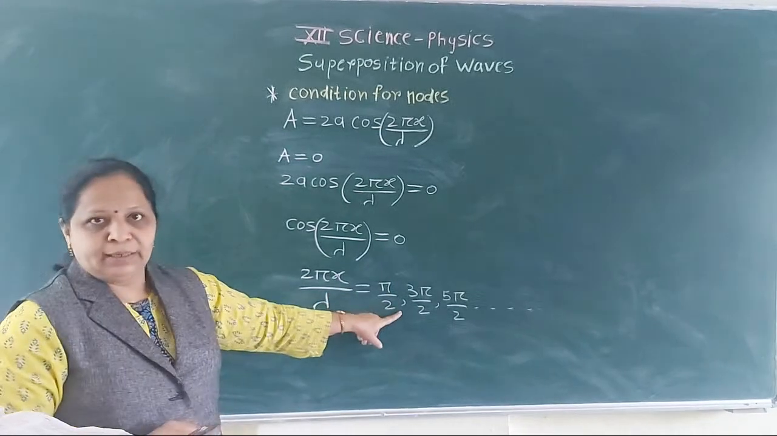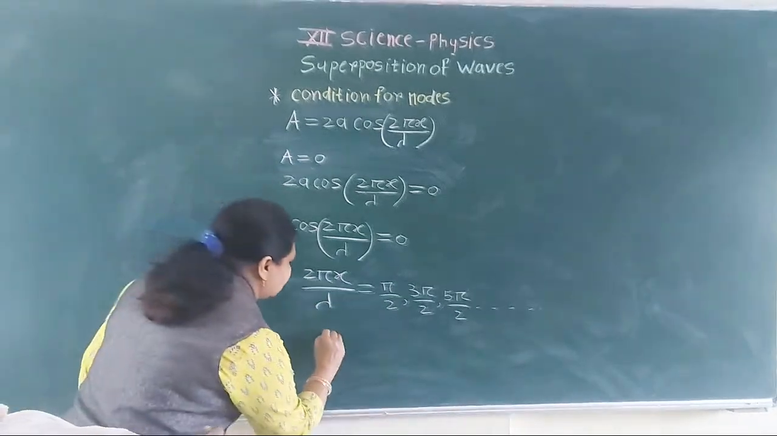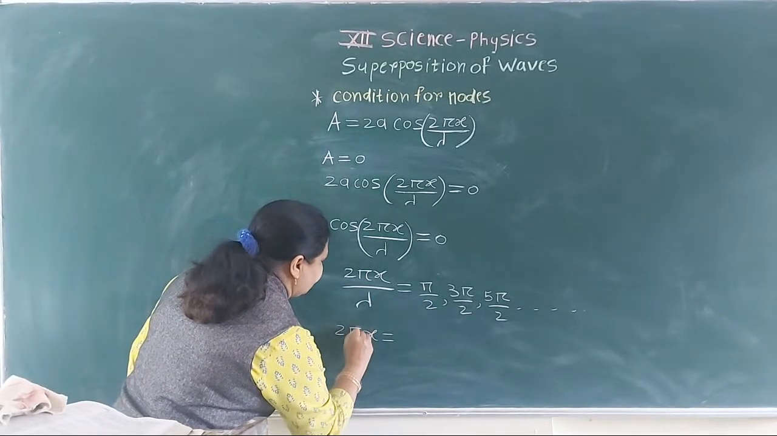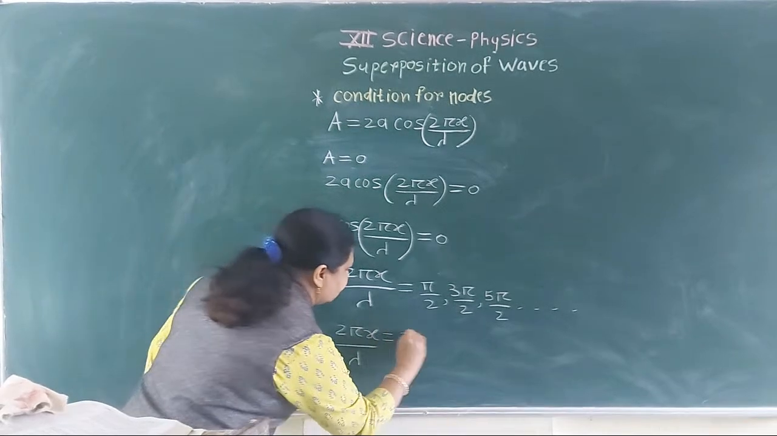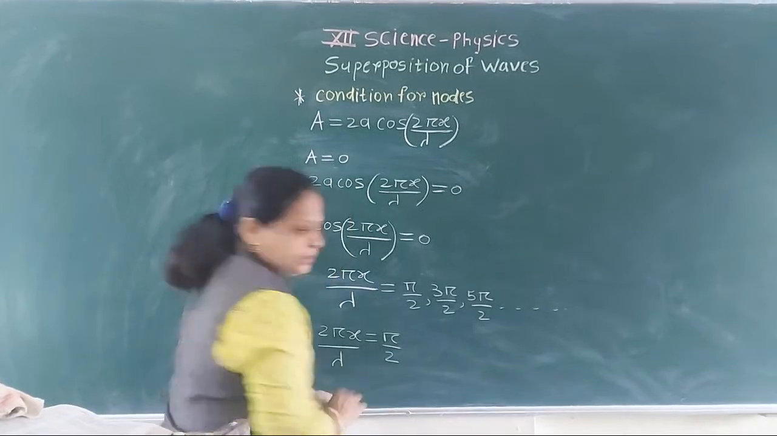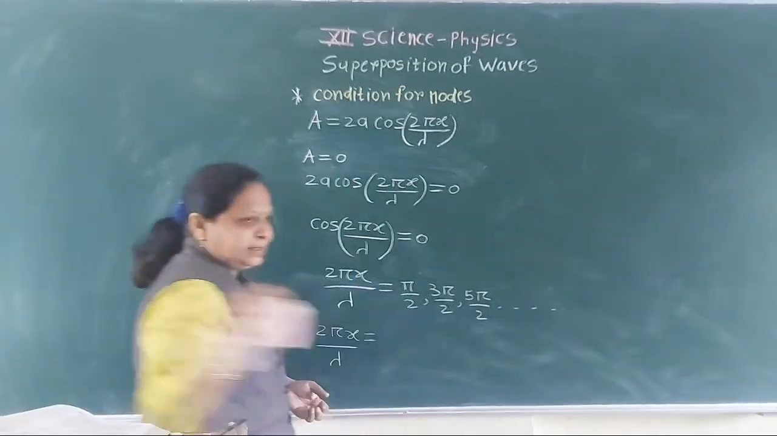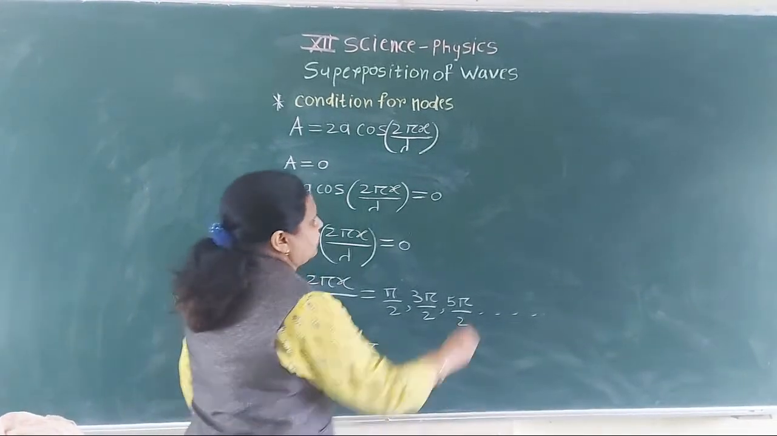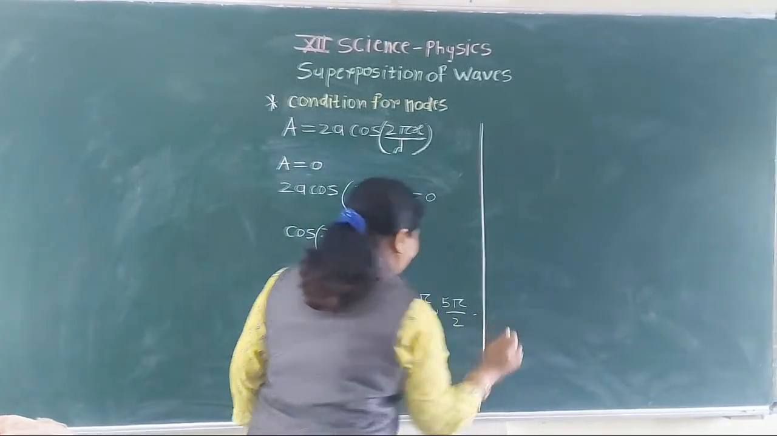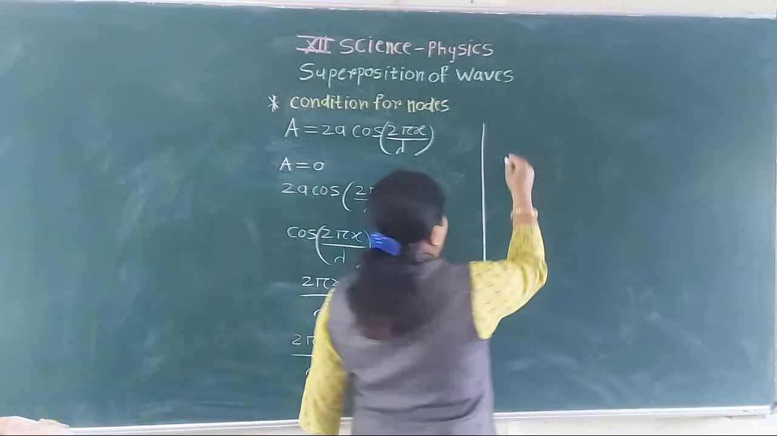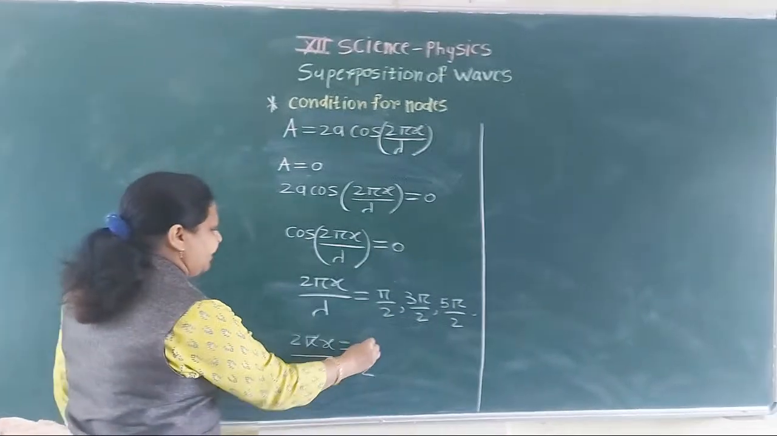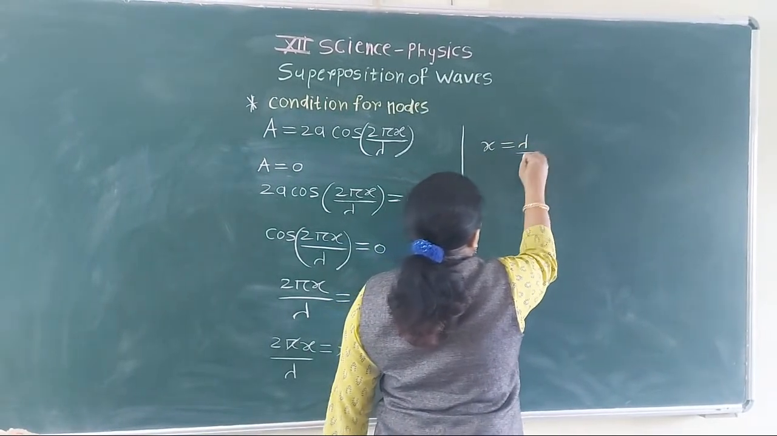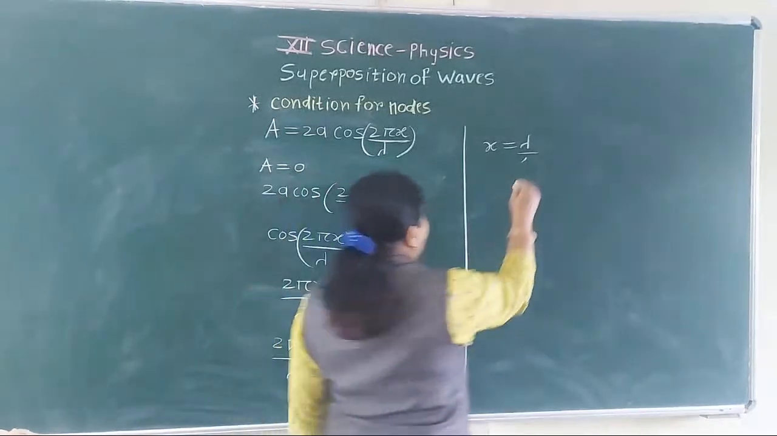Now we want to calculate the value of x. So first we consider the first value: 2 pi x upon lambda is equal to pi by 2. So what is the value of x? From this equation, pi gets cancelled, and x is equal to lambda by 4.